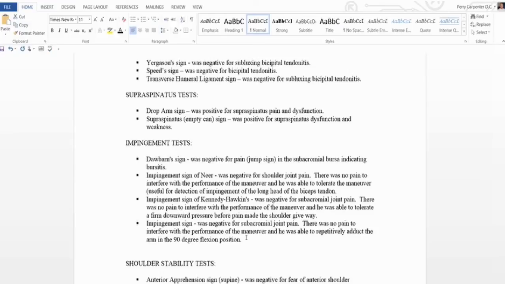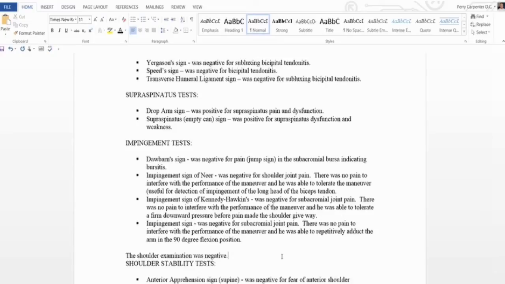And notice how descriptive this is and how much more compelling it is than simply saying the shoulder examination was positive. What does that mean? Or simply, the shoulder exam was negative. If I was reading the report and it said the shoulder examination was negative, I would ask, and you would consider this to be a reasonable question, what part of the shoulder exam was negative?